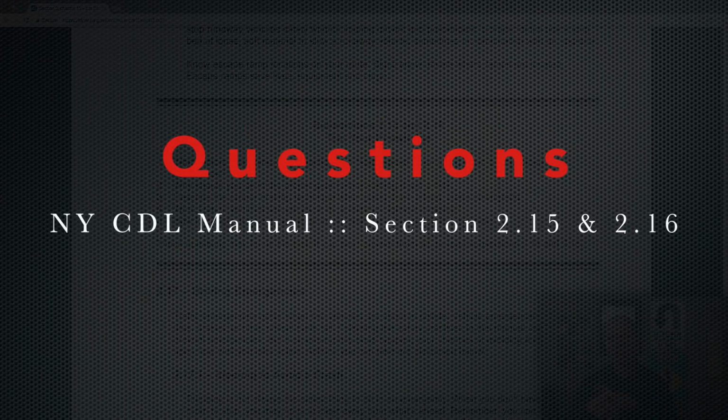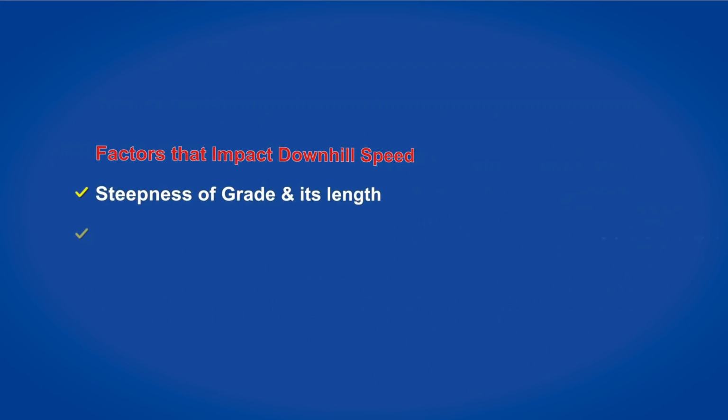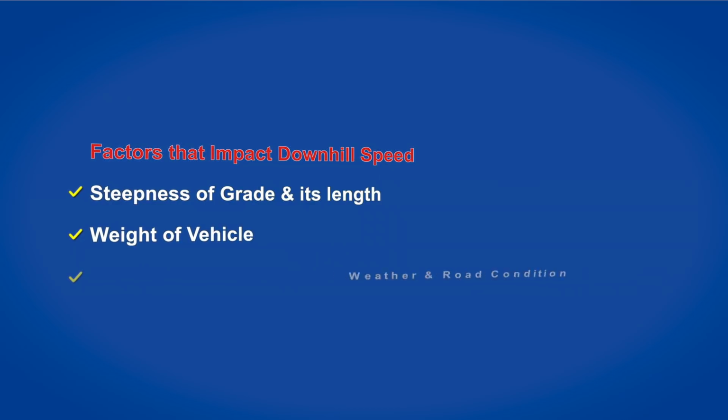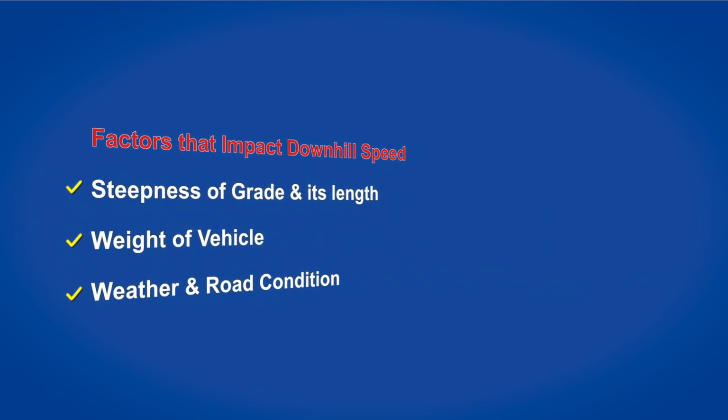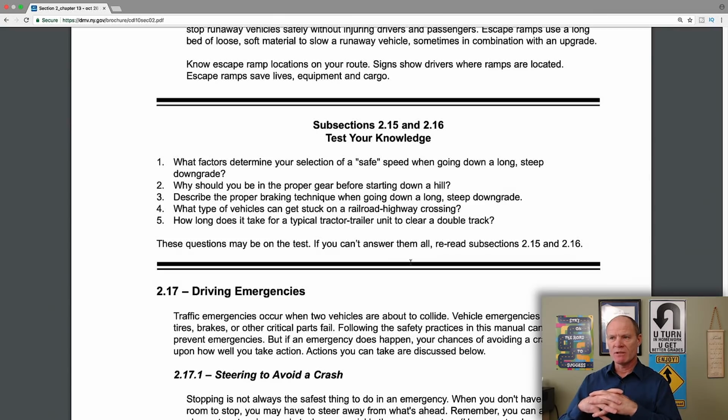Okay, what factors determine your selection of a safe speed? Yeah, this is like asking how long is a piece of string. What is a safe speed on a long downhill descent? The speed that allows you to make a stop in the event of an emergency. That's how fast you travel down the hill. Why should you be in the proper gear before starting down a hill? Because if you're not in the proper gear, you may overuse the service brakes and experience brake fade. So make sure you're in the proper gear.